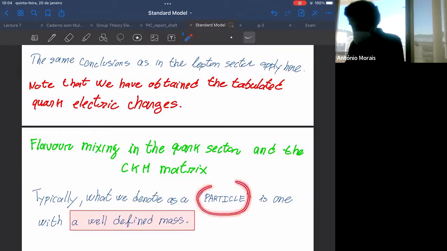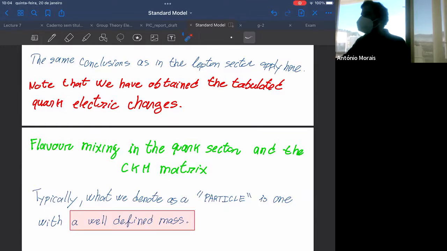First of all, we denote a particle as one which has a well-defined mass. The mass is the main identity of a particle. Of course, it has other quantum numbers: it has spin, which is very important, it has electric charge, it has weak charges, and so on. But if you forget about mass, then you start having a lot of degeneracy among particles. A lot of them would have spin one-half, a lot of them a positive or negative electric charge, even non-integer electric charges. But the identity of a particle is conferred by its mass.